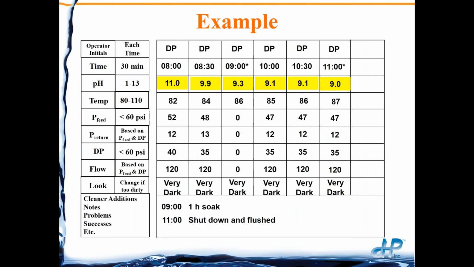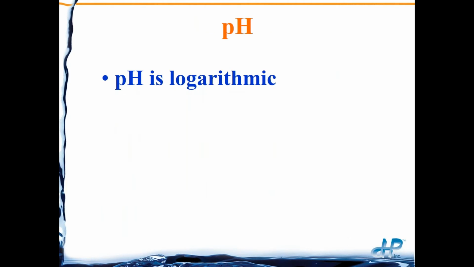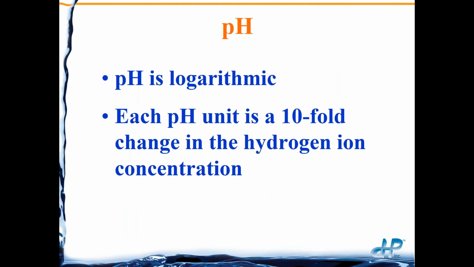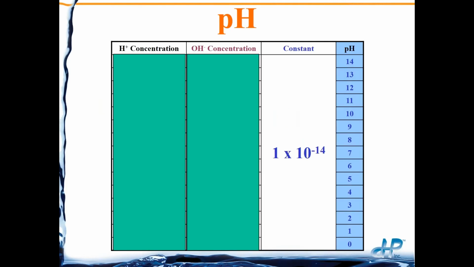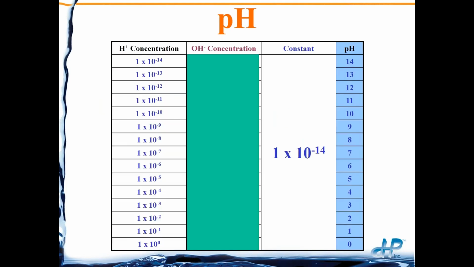So if we look at the data for this cleaning, we started out at a pH of 11, and by the end of the cleaning, 3 hours later, we're at a pH of 9, and we didn't add any chemical to it. So remember from 2 webinars ago that pH is logarithmic. The pH scale is logarithmic. So each pH unit is a 10-fold change in hydrogen ion concentration. So we saw this 2 webinars ago.